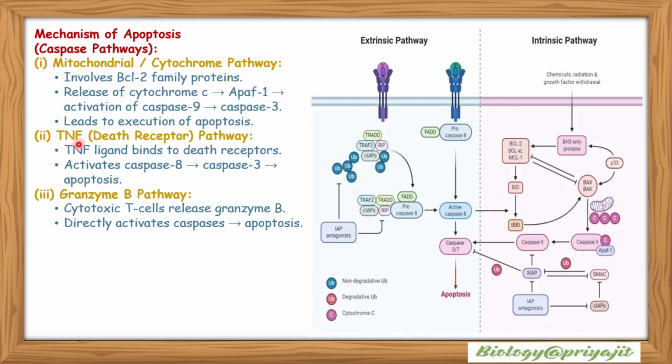TNF, tumor necrosis factor, is a death receptor pathway. TNF ligand binds to death receptors. It activates caspase 8, which promotes caspase 3 and ultimately causes apoptosis. Granzyme B pathway: cytotoxic T cells release granzyme B and it directly activates caspases, which promote apoptosis.